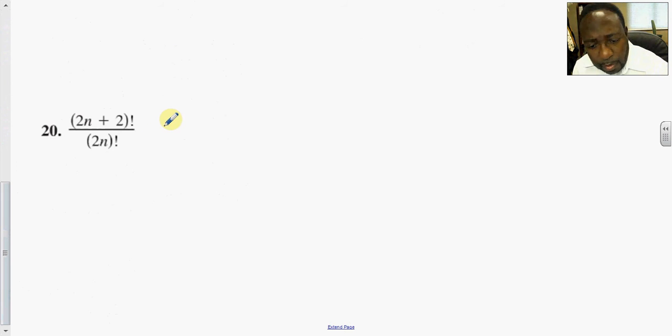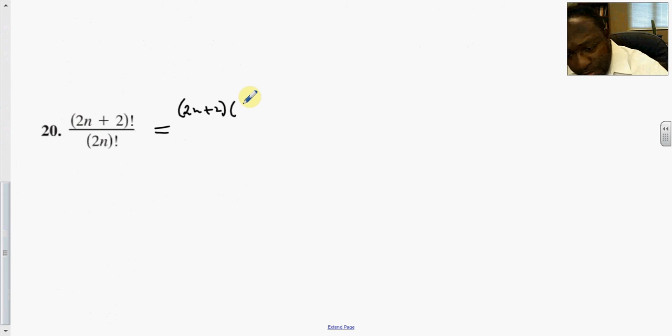What about this one? The 2n plus 2 is bigger than the 2n, for the factorials. So this is 2n plus 2 times the next term, which is one size less than that. So this is 2 times n minus 1 plus 2 factorial.